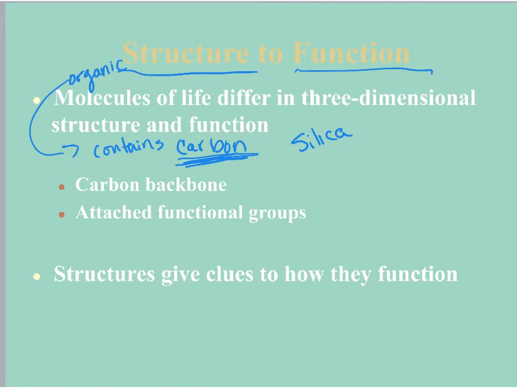Okay, so one thing all these molecules have in common, remember, is that they have a carbon backbone. Secondly, they have what are called attached functional groups. And functional groups are atoms or molecules that change the shape of the molecule and then also will alter the function of the molecule. And I'll show you some examples here in a bit.